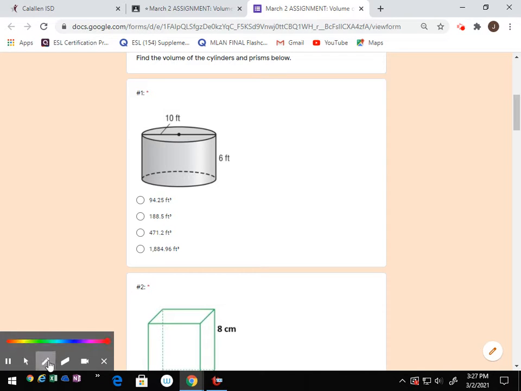When we look at this, we see that this 10 is pointing at this whole entire line right here, okay? So this whole line represents the diameter. If we want to find the radius, the radius is half the diameter. So radius is equal to 5. Okay, so we know this for our future reference. Okay, so we need to find the volume of this cylinder.